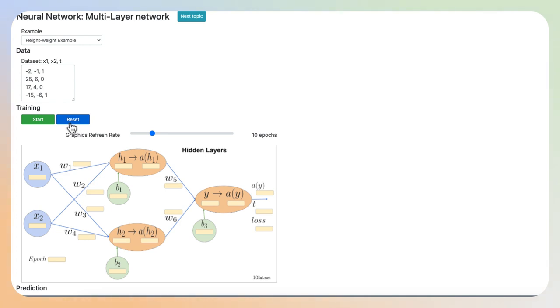The rate at which the values on this image are updated can be controlled with this slider. The default value is 10 epochs, which means that the values in the graph are updated every 10 cycles of forward and backward propagation. Next, we show the neural network model and its weights, biases, and intermediate values. The values will be shown once the training is started.